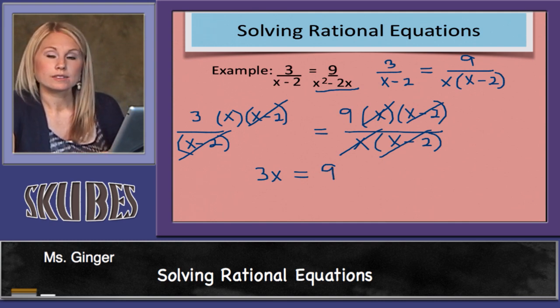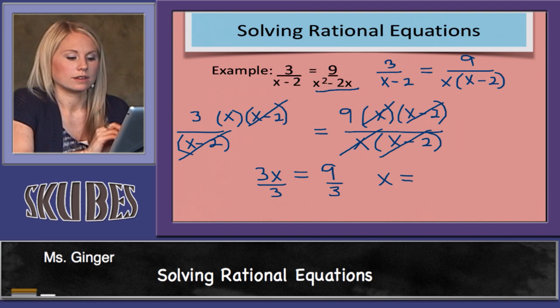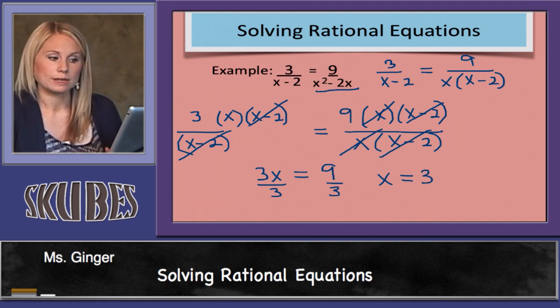So to get my x variable by itself, I need to divide by 3. And 9 divided by 3 is going to give me 3. So my solution here, I believe, is x equals 3.